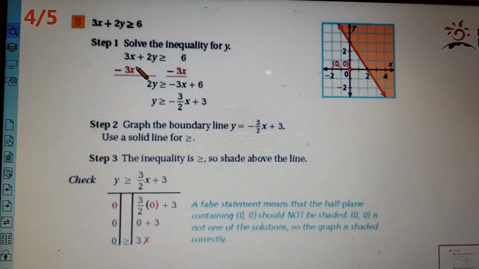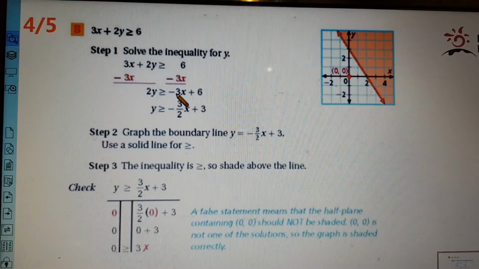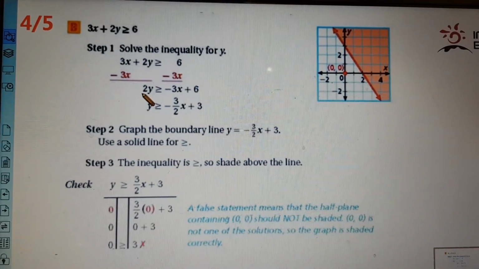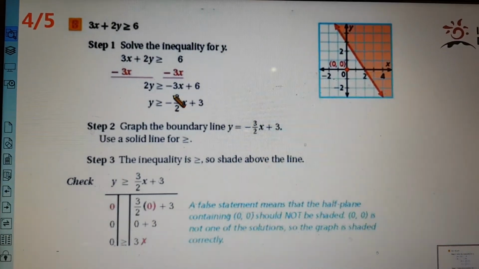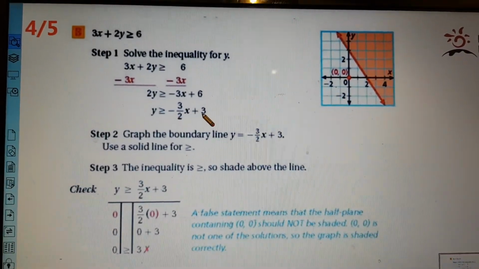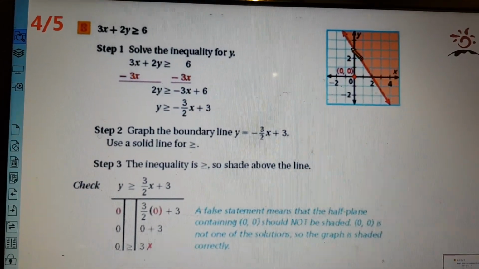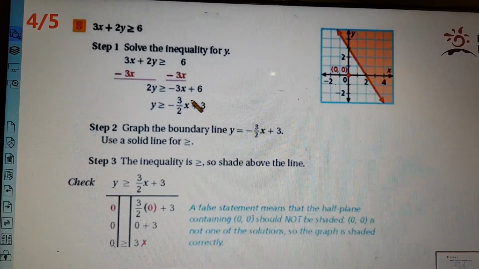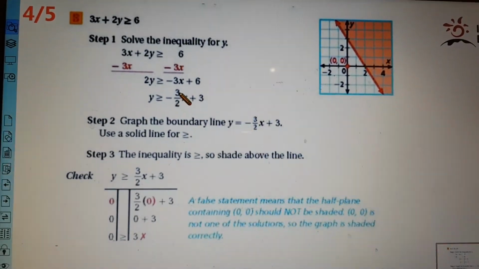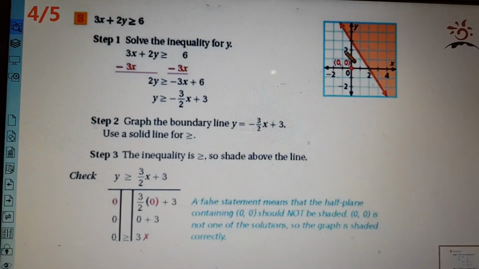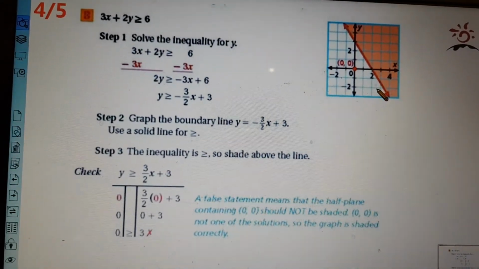Like here, I kept y alone, moved positive 3x to the other side, it will be negative 3x, then divided by 2 to keep y alone. So y is greater than or equal to negative 3 over 2 x plus 3. How can I graph? Start with the y-intercept, number 3, and use the slope. The slope here is negative, so from number 3, I'll move 3 steps down and 2 to the right.